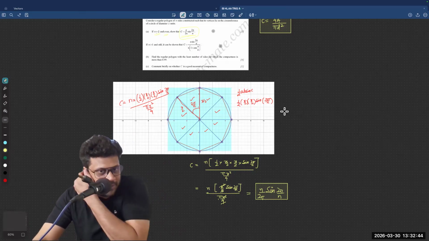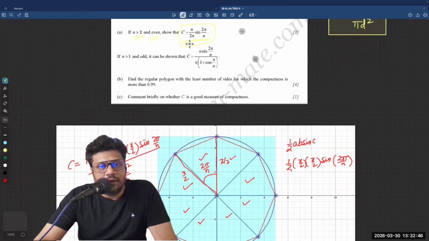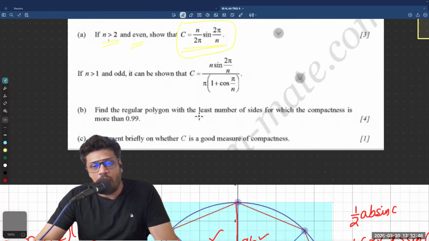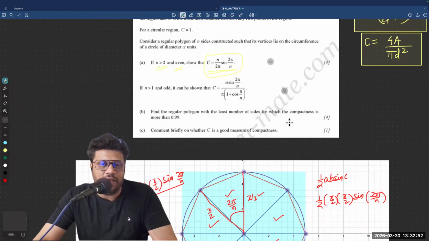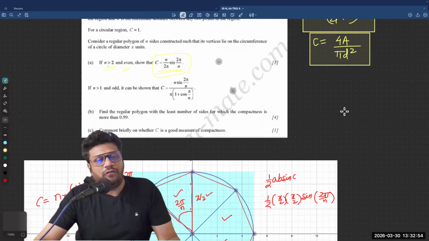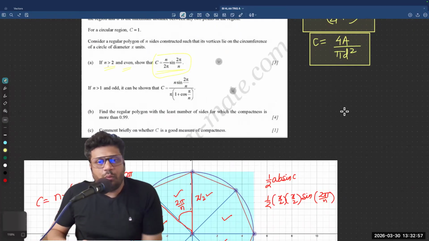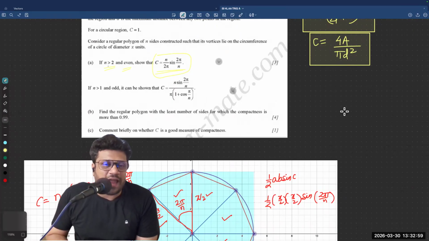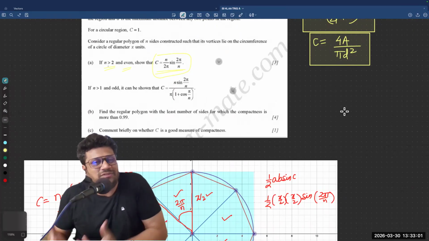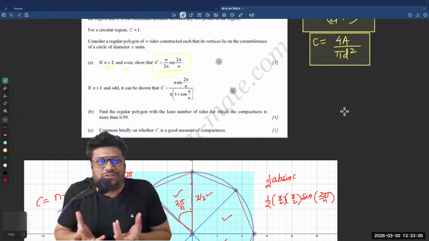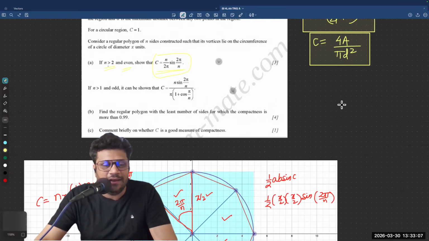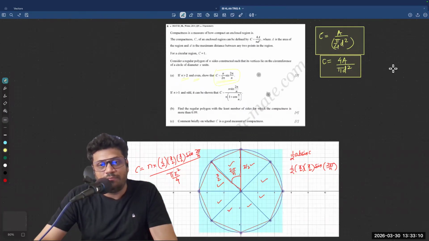Let's look at part B. They say find the regular polygon with the least number of sides for which the compactness is more than 0.99. So in a way, we are looking for a polygon whose compactness would be 0.99, meaning in a way it becomes a circle. When do you feel like it is almost a circle? Okay, 0.99 would be the compactness in that case.